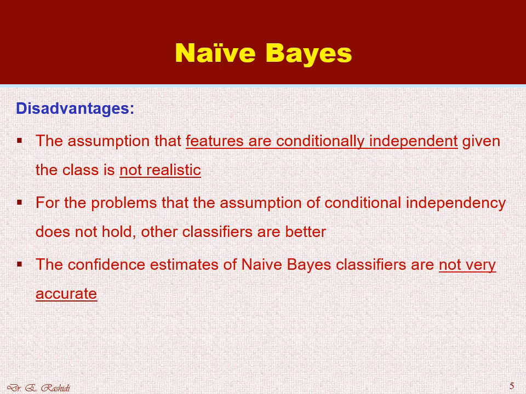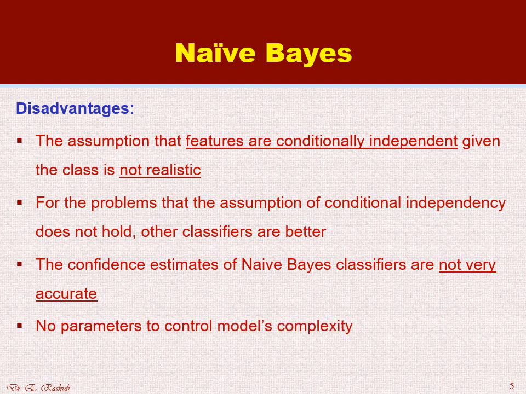The confidence estimates of naive Bayes classifiers are not very accurate. And naive Bayes classifiers have no parameters to control models' complexity.